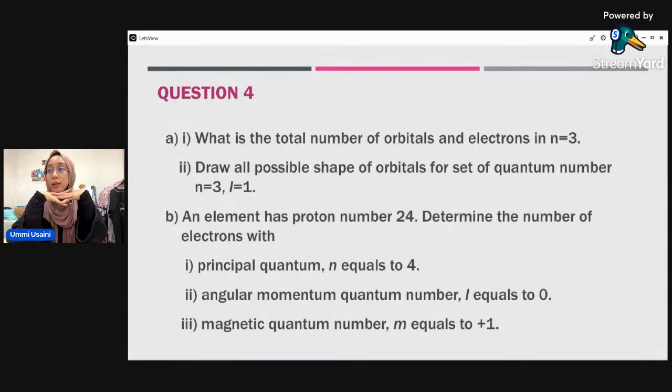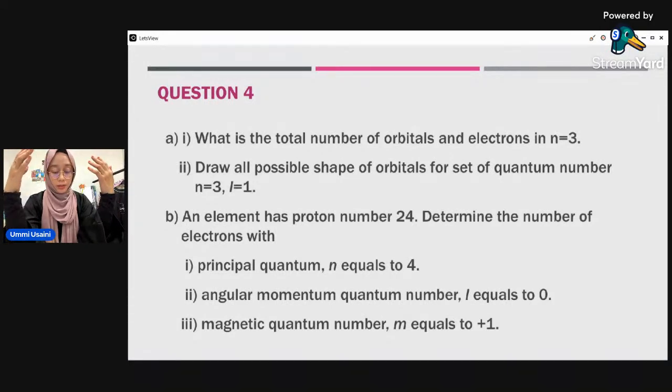Okay, so 4, this is our last question, right. So for 4, let's just focus on A first. Okay, so question A, what is the total number of orbitals and electrons in n equals to 3? Okay, this first question might trap you actually. Okay, it's a bit hard at first. But once you are used to these questions, actually this question is very easy. Okay, and then A Roman 2, draw all possible shapes of orbitals for the set of quantum numbers n equals to 3, l equals to 1.